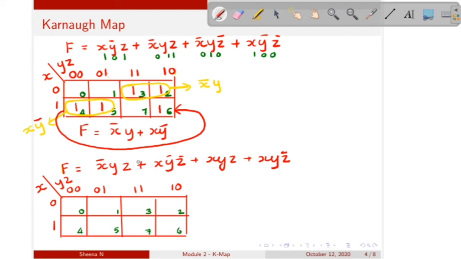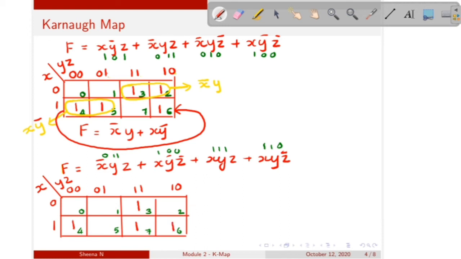So we can mark the minterms. Here it is the minterm 0 1 1, here it is 1 0 0, 1 1 1 and 1 1 0. That means minterm 3 is 1, then 4 is 1, 7 is 1 and 110, 6 is 1.